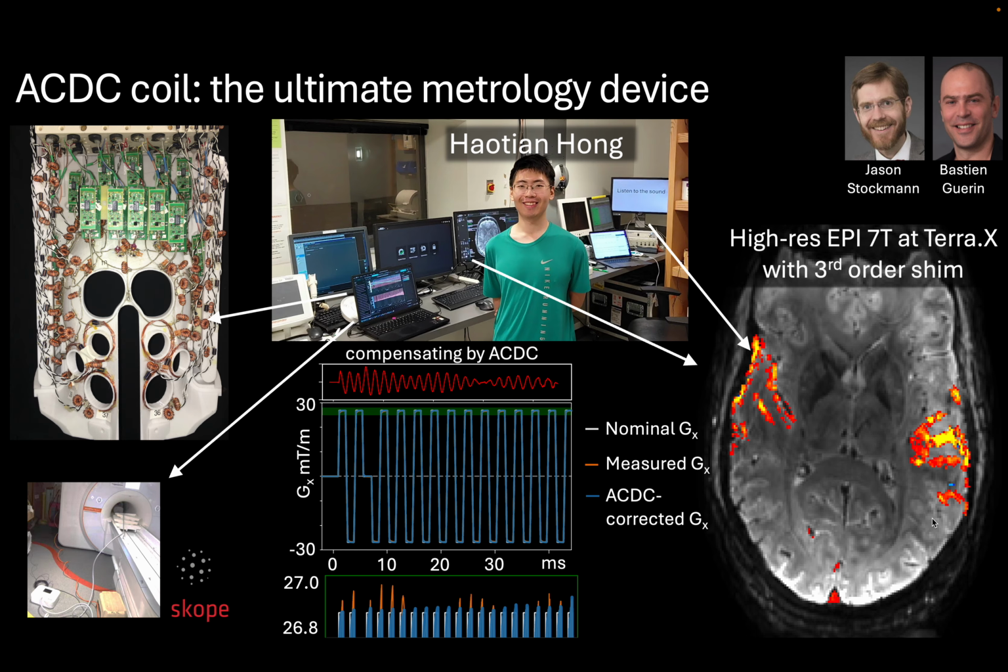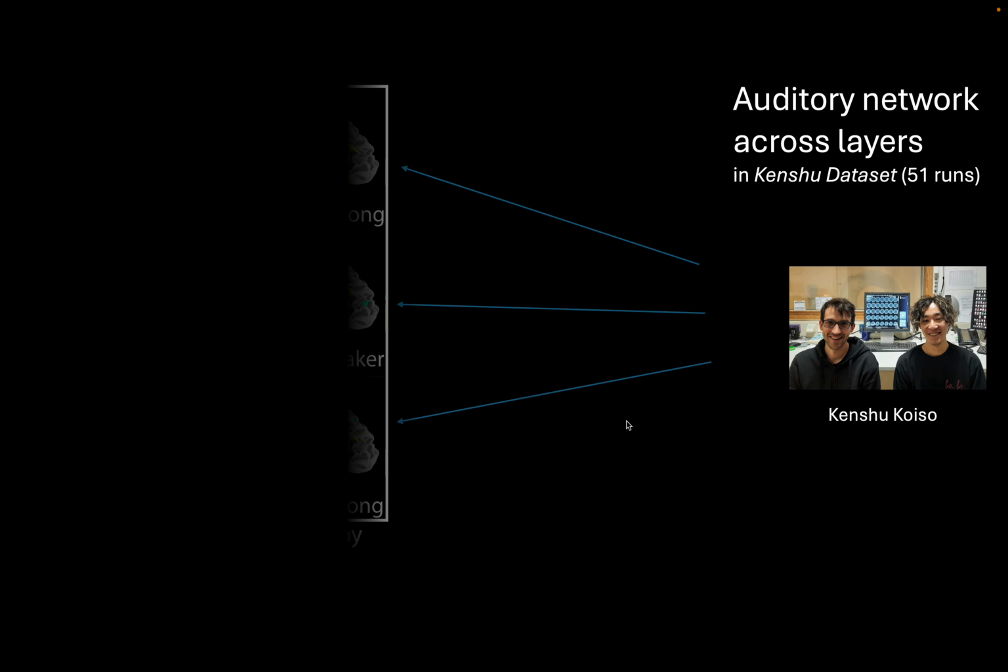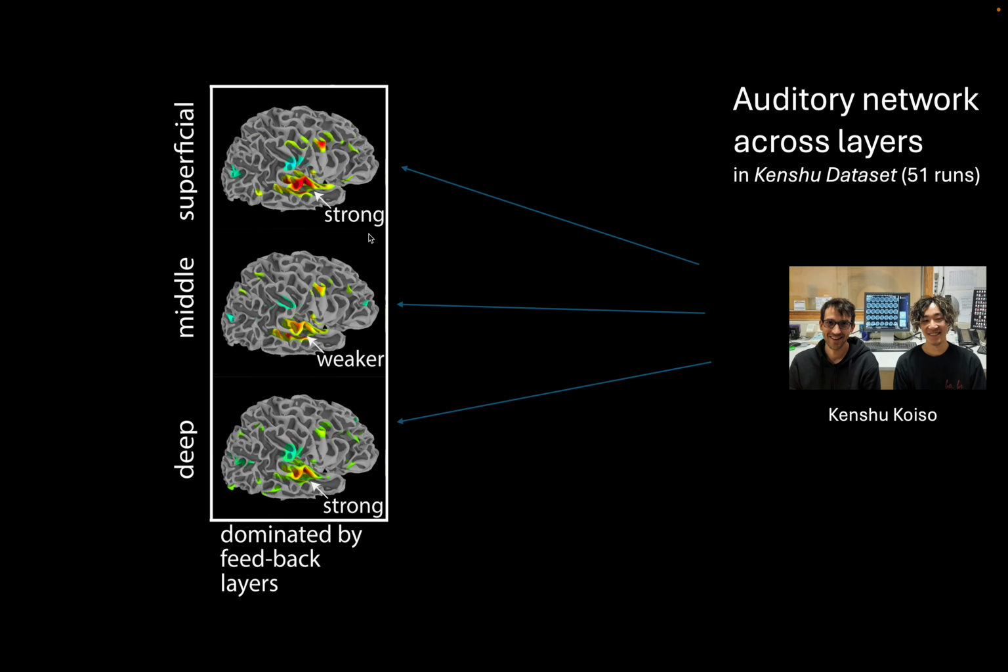And as soon as you can trust these data, you can then also use them to better understand the neuroscience, the laminar pattern of the auditory network. And this is something that was done also by Kenju Koiso, who acquired a lot of data across these networks. For example, this auditory network, where we have this rather surprising result that these primary sensory areas, like the auditory network, are really dominated by superficial and deeper layers. The middle layer is usually the weakest one in resting state connectivity or naturalistic tasks.